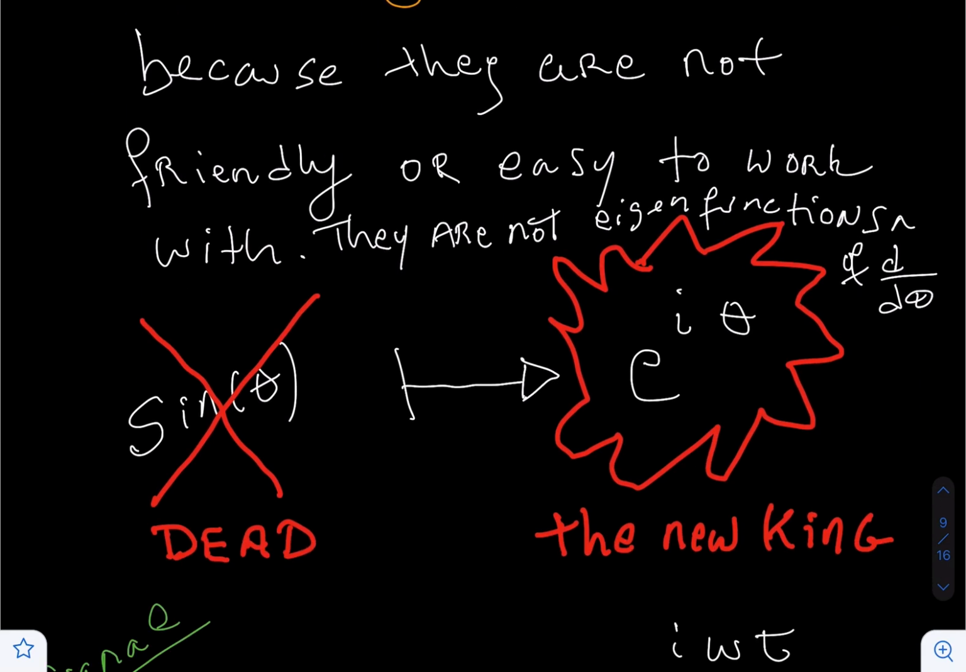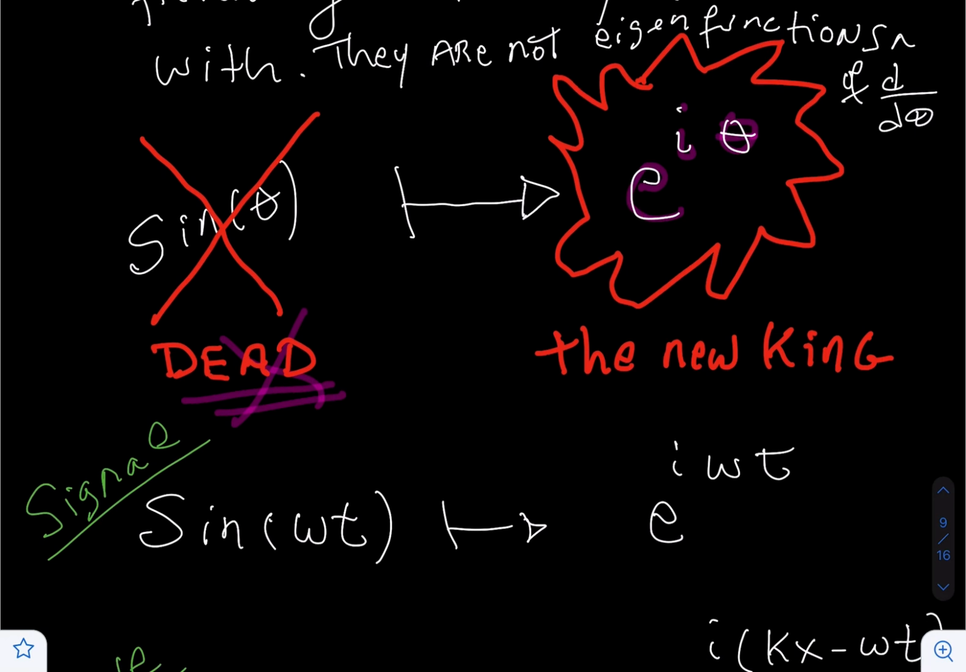So sine of theta is dead, and cosine of theta is the same thing as a sine, just shifted by 90 degrees. So this guy is dead. Forget it, gone. And the new king is again e exponent i theta. We're back to e exponent i pi being just one example. And so e exponent i theta is the new king, so that's what we're going to be using.